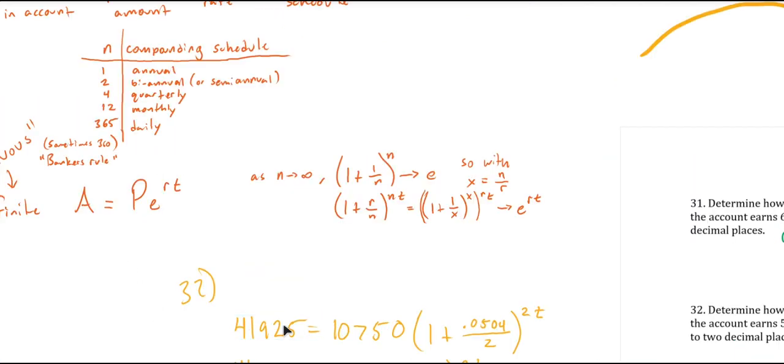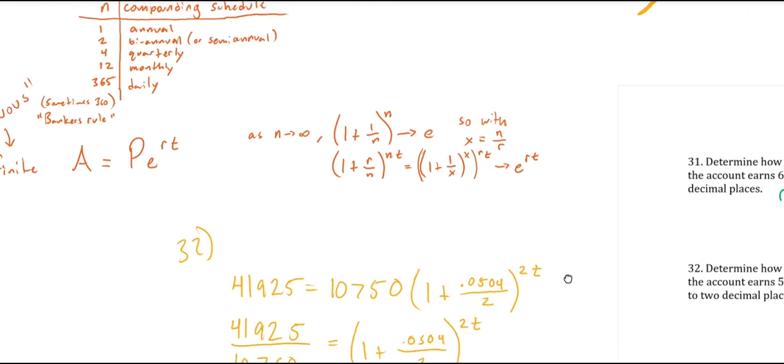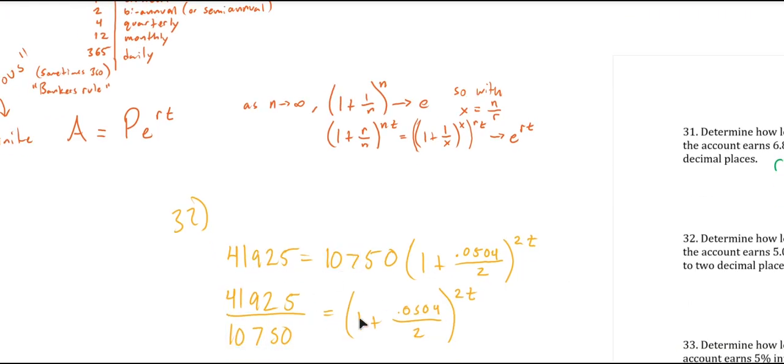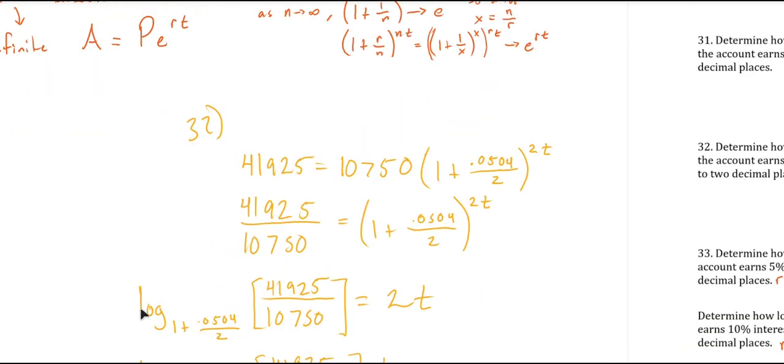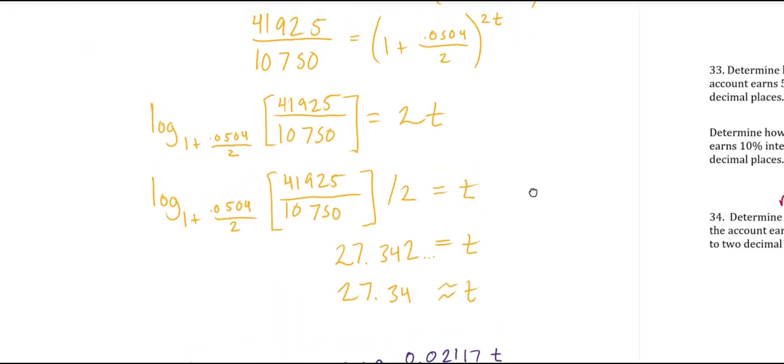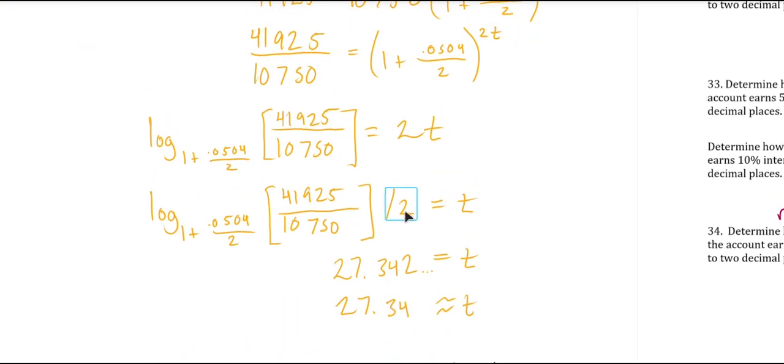Thus, we want to set up our equation this way, divide over the principal amount to isolate the logarithm, and then take the log base that of both sides, which will free up the 2t on the right and take in an argument of 41,925 divided by 10,750 on the left. And now finishing the problem by dividing by 2, we get 27.342 and so on, which we could round to 2 decimal places as such.